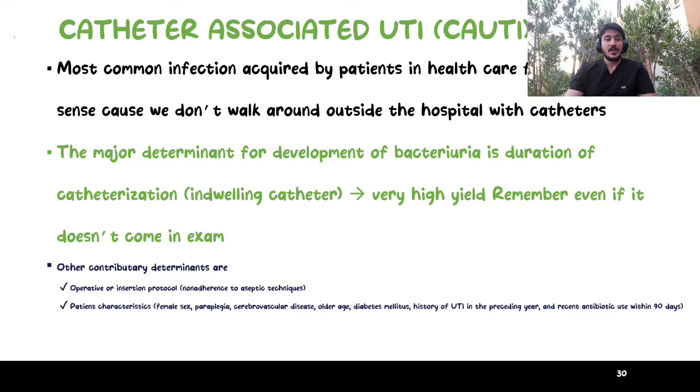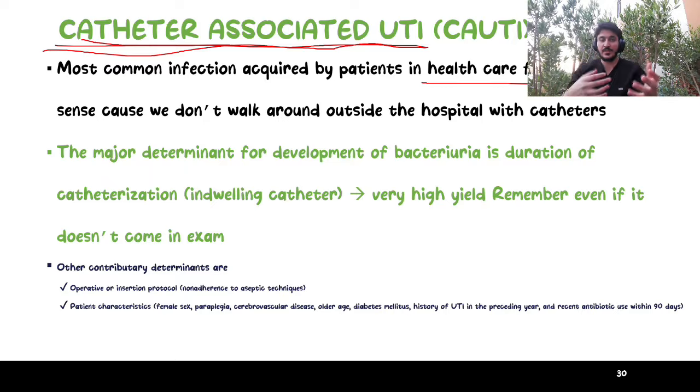Okay, then we have catheter-associated UTI. It's basically a UTI that happens because of the catheter, and most commonly happens in the hospital because that's where people with catheters are basically.